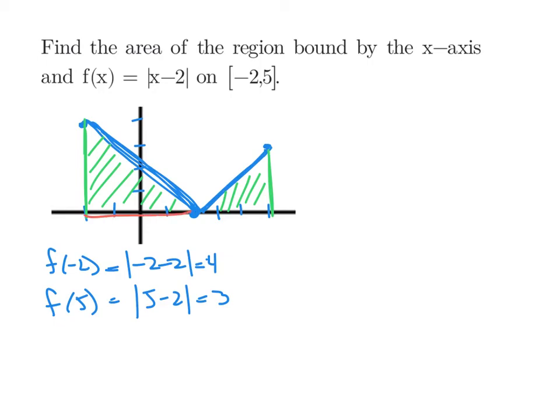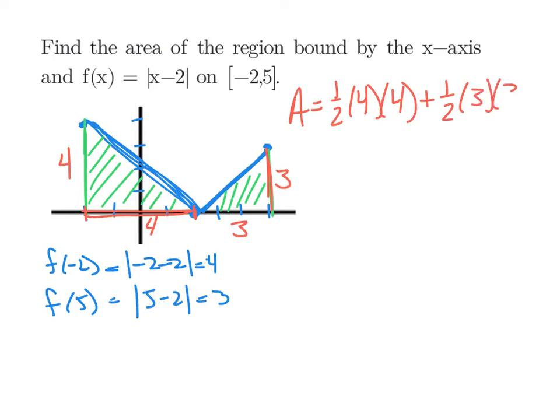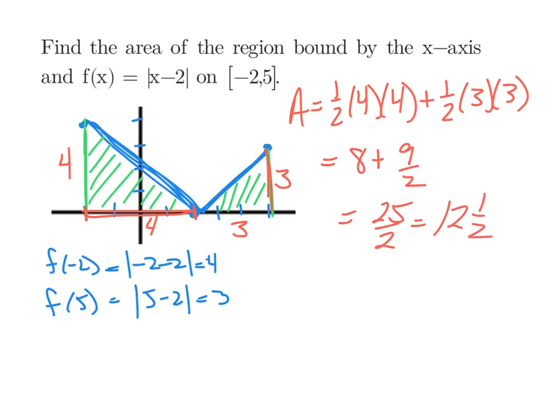So to find the area of the triangles, I need to know the base. And in this case, when we go from -2 to +2, that has a length of 4 and a height of 4. And then from 2 to 5, that has a length of 3 here, and then also a height of 3. So that total area is going to be 1/2 base times height for the first triangle, and 1/2 base times height for the second triangle. 16 halves is 8, and we have 9 halves as well, which altogether would be 25 halves, or 12 1/2.